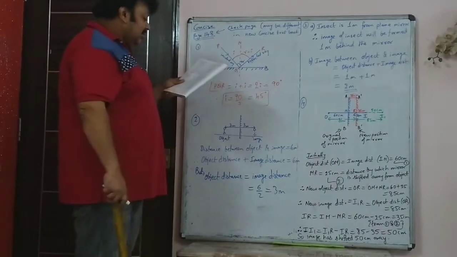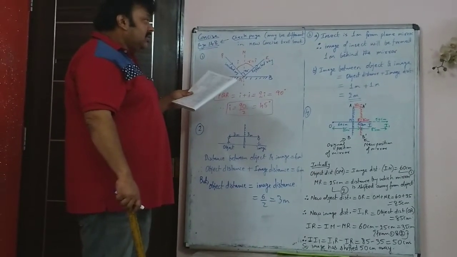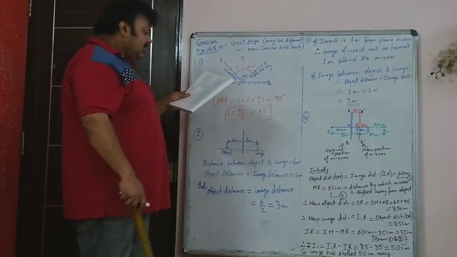Then the third question: an insect is sitting in front of a plane mirror at a distance of 1 meter from it.